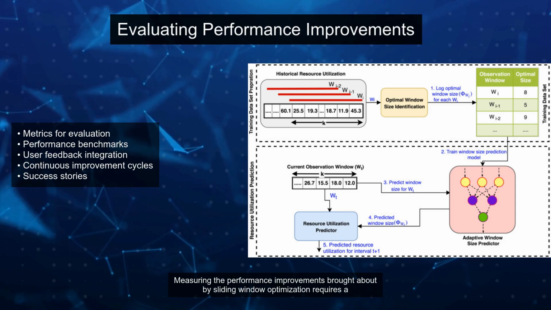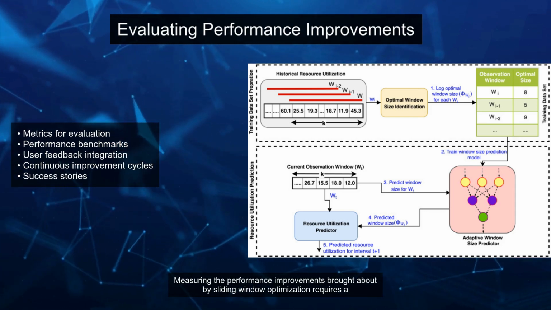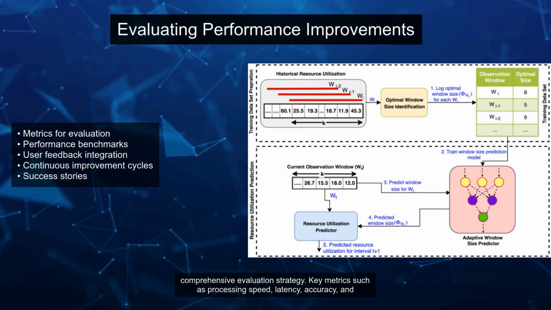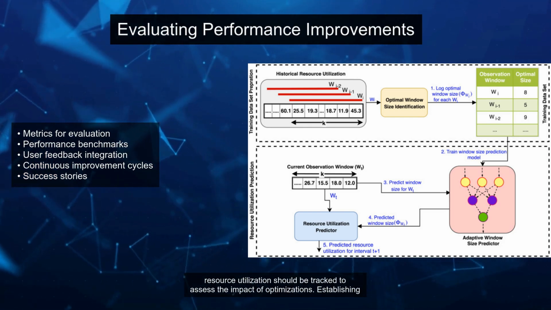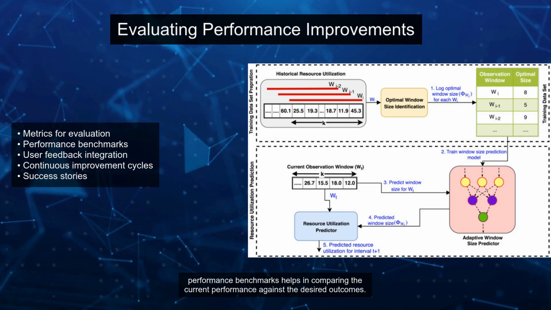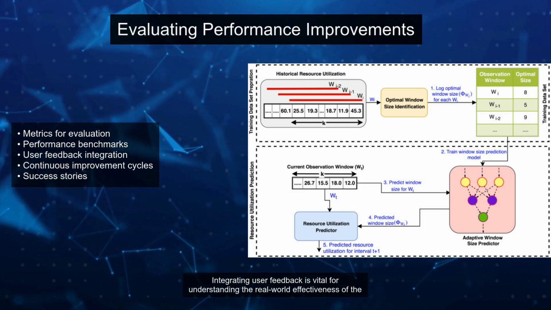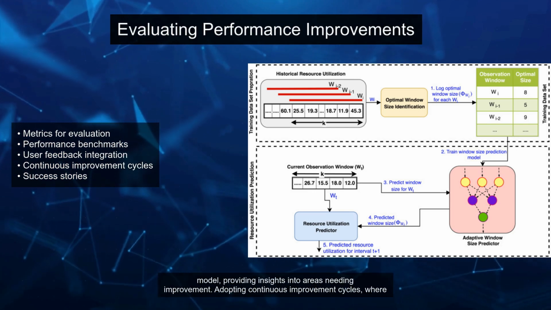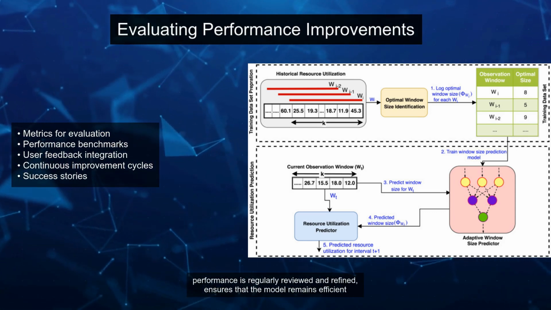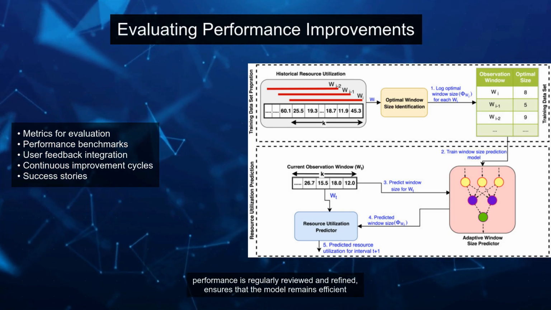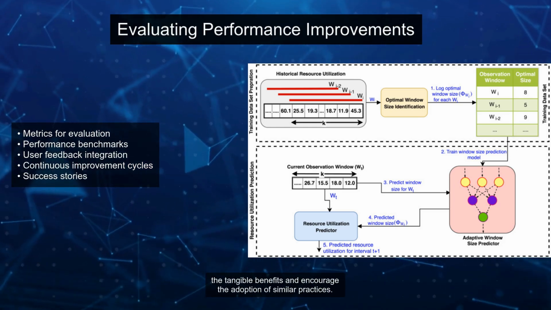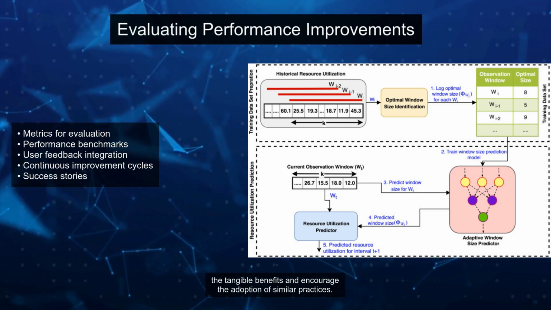Measuring the performance improvements brought about by sliding window optimization requires a comprehensive evaluation strategy. Key metrics such as processing speed, latency, accuracy, and resource utilization should be tracked to assess the impact of optimizations. Establishing performance benchmarks helps in comparing the current performance against the desired outcomes. Integrating user feedback is vital for understanding the real-world effectiveness of the model, providing insights into areas needing improvement. Adopting continuous improvement cycles, where performance is regularly reviewed and refined, ensures that the model remains efficient over time. Success stories from organizations that have implemented these strategies showcase the tangible benefits and encourage the adoption of similar practices.